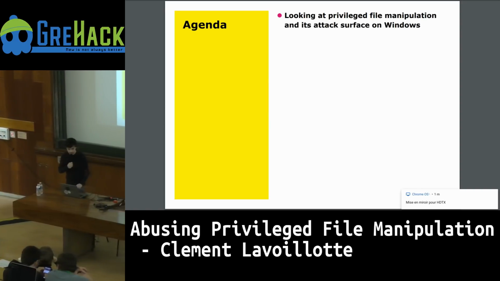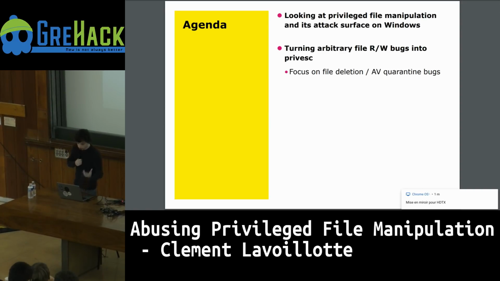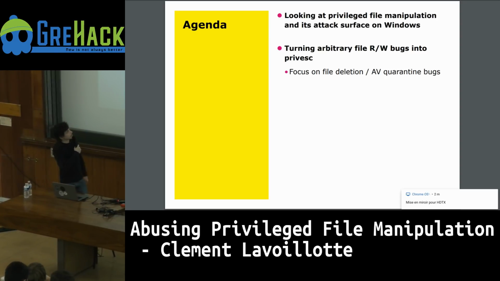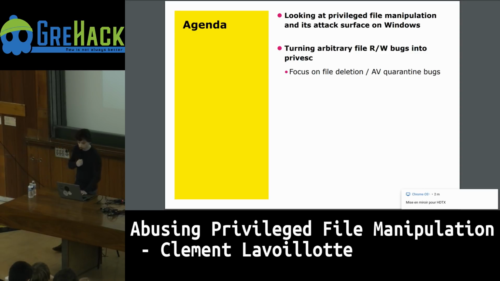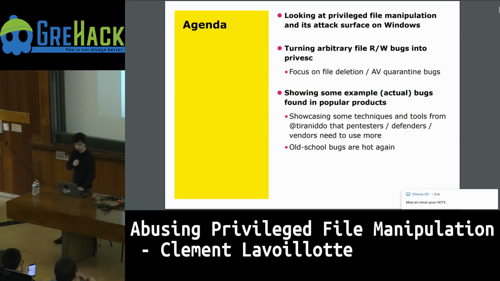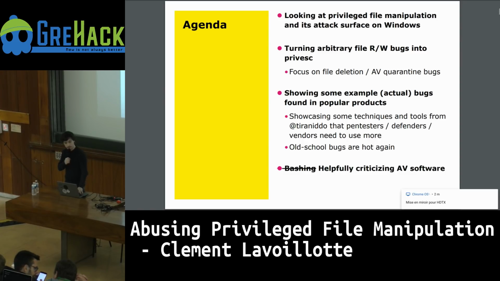So, as I said, the attack surface of file manipulation on Windows, and turning arbitrary file read or arbitrary file write bugs into privilege escalation, with a small focus on file deletion or AV quarantine bugs. And we'll show some actual examples of bugs that we found in popular products, as well as some techniques and tools to exploit these bugs.